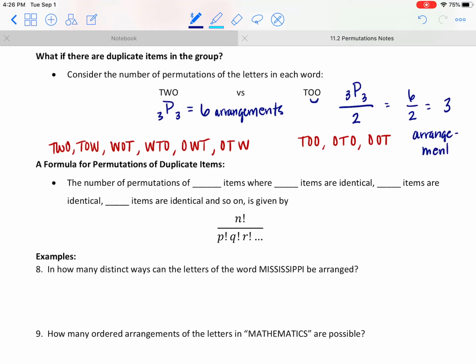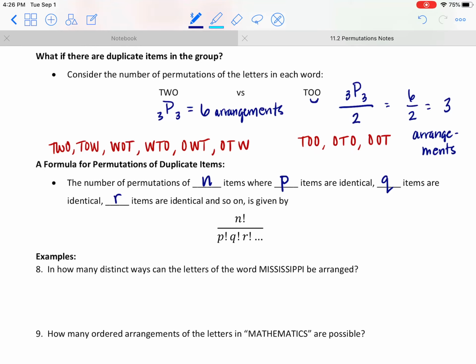Okay? And that's not something that you would be expected to know. It's just like, that's the formula. All right, but this is sort of what's happening with the formula. So the number of permutations of n items where p items are identical, r items are identical. Let's go in order here. P, Q, R, and so on, is given by this formula.